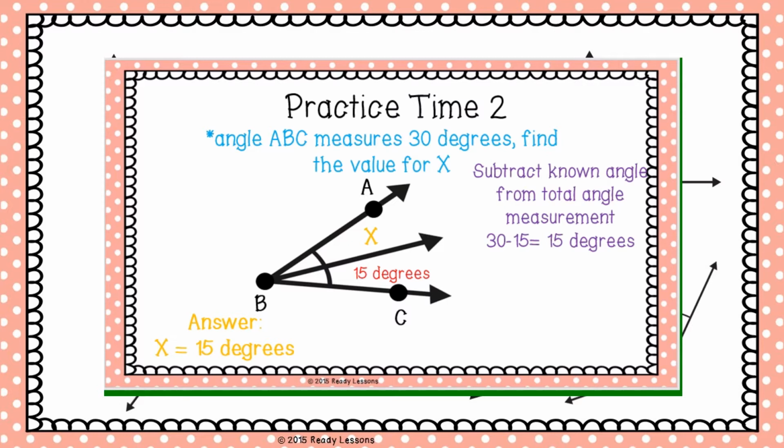So, let's see how you did. As we said, angle ABC equals 30 degrees. We know that one angle is 15 degrees. So 30 minus 15 equals 15 degrees. So the answer is x equals 15 degrees. If we turn around and add 15 plus 15, it would equal 30.